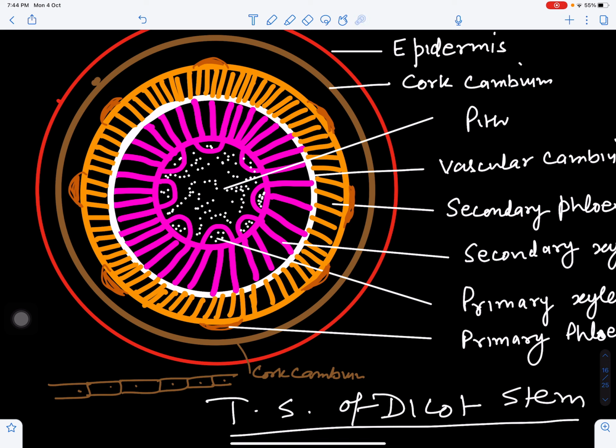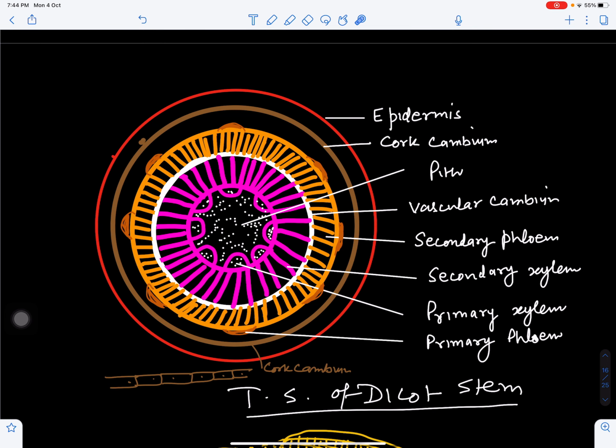So in this way we can see here primary xylem is pushed in the center. This is a formation of secondary xylem, formation of secondary phloem, and primary phloem is being pushed, and this primary phloem cells may get converted into fibers. So this part is epidermis, this is cork cambium, this is pith region, this is vascular cambium, secondary phloem, secondary xylem, primary xylem, and this is the primary phloem, and this is the cork cambium.